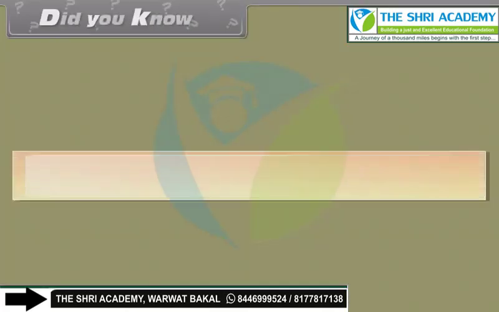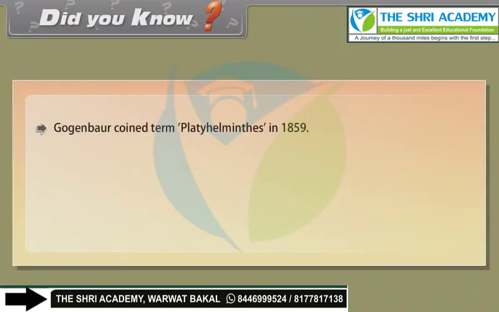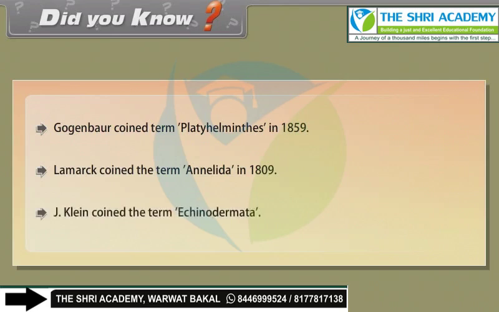Did you know? Goldfuss coined the term Platyhelminthes in 1859. Lamarck coined the term Annelida in 1809. J. Klein coined the term echinodermata.